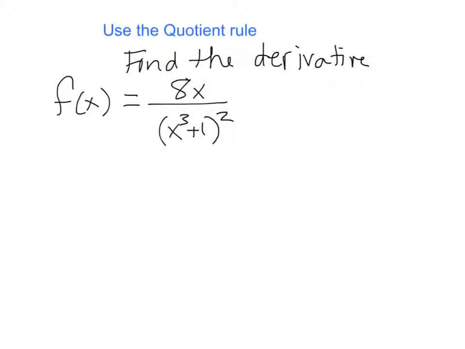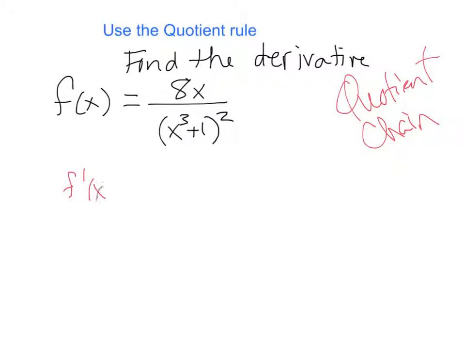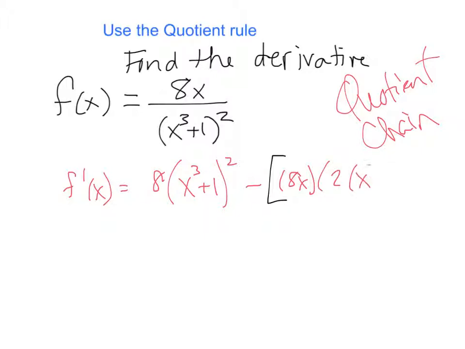Okay, now you have the quotient rule. It's the same kind of thing, the quotient and the derivative, or in the chain. So you're going to use multiple rules here. You take the derivative of the first, which is just 8 times the original, x cubed plus 1 squared. And then it's a minus. Then you have 8x, and then you're going to take 2 times x cubed plus 1, and put the 1 up here just so you see that you're still using the chain rule. You have to take the inside there.